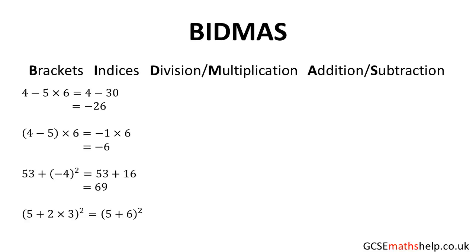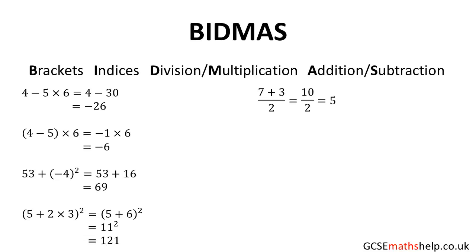Now in here we essentially have a bracket that needs to be done before the index. And when we look at the bracket, we have a times that needs to be done before the plus. So we have 5 plus 6, which is 11, all squared, which is 121.